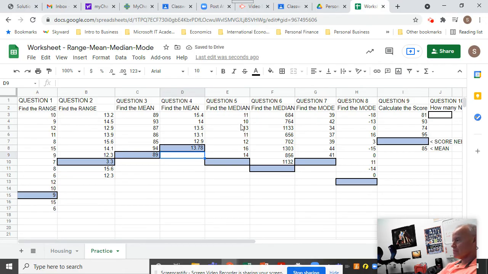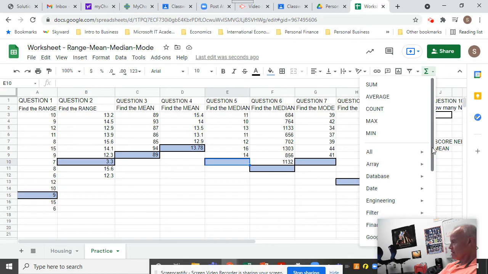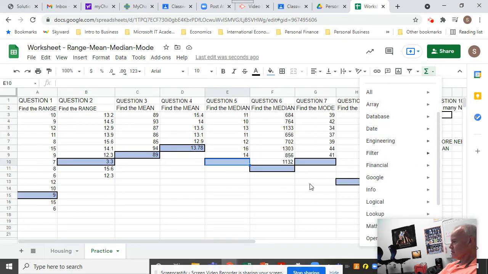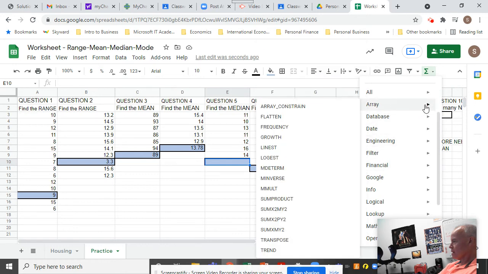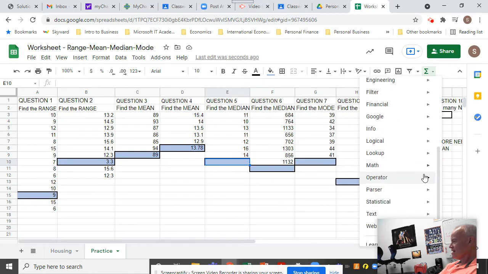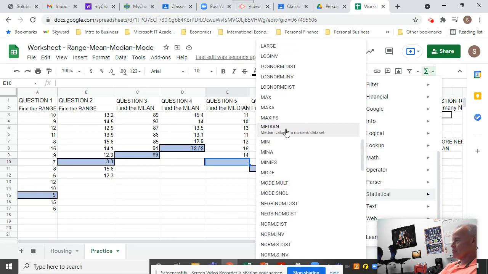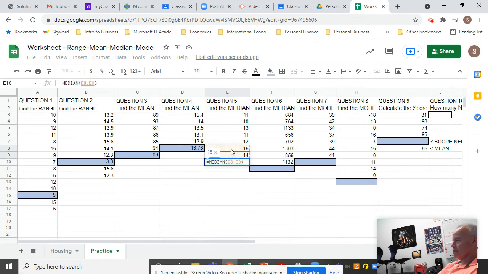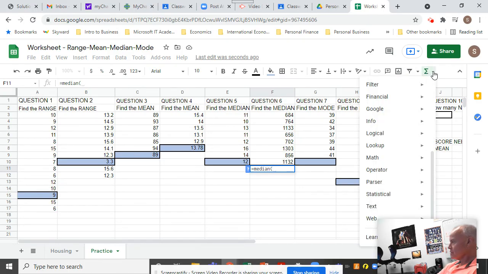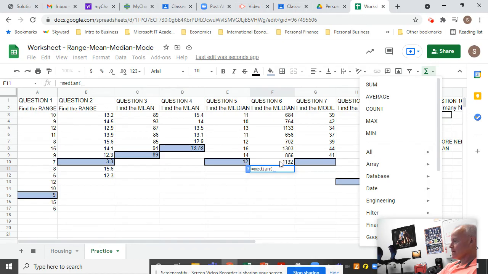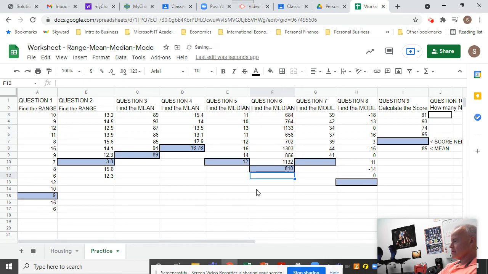13.78, those numbers. The median, or the midpoint of those 7 numbers. Now, is median even up here? Let's see if that's in database. No. Array, median. Should be in statistical. Oh, is it there? I'm just messing around here, people. Median, there it is. Midpoint is 12. Again, half the numbers are greater than that, half the numbers are less than that. I'm just going to type in equals median this time. Median of those numbers is 810.